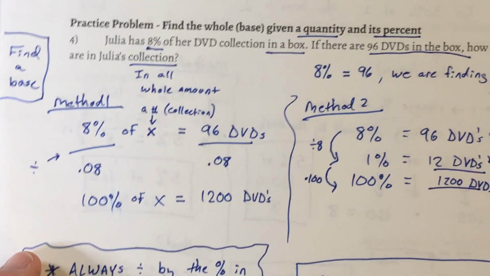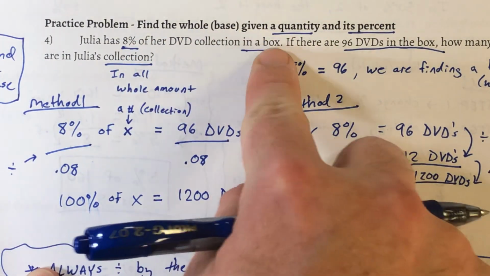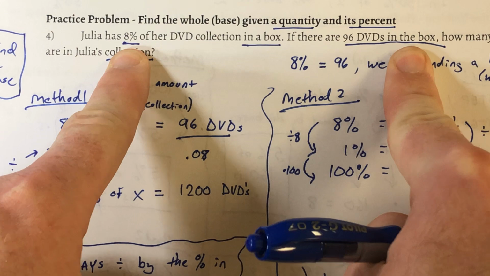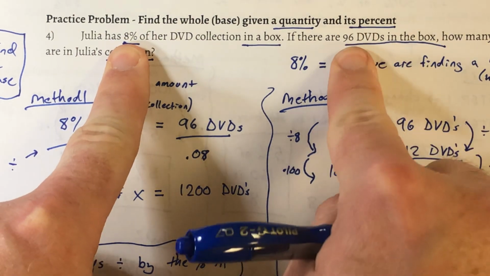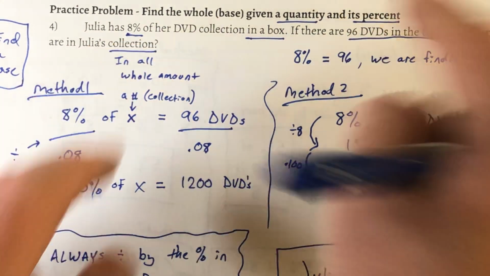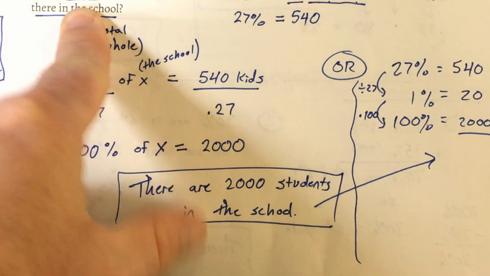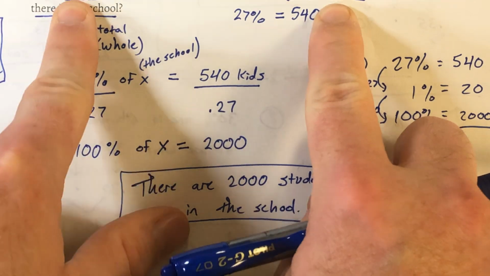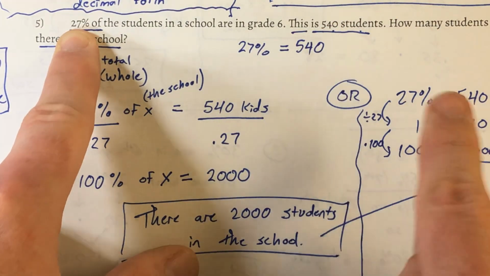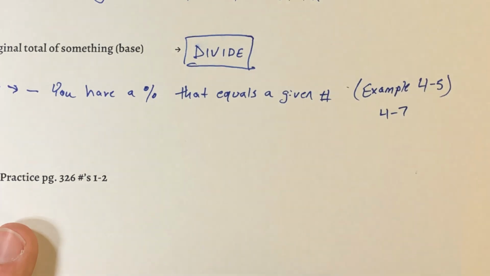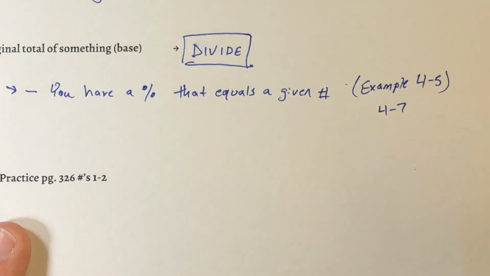Number 4. 8% in a box. 96 in a box. It just told us the same thing in a different form. So 8% equals 96. Because it gave us a percent and the number that it's equal to, that's a find a base problem. Number 5, 27% in grade 6. This is 540. So it's literally saying 27% is 540, meaning this is another find a base problem. You can also refer to all examples 4 through 7 on how to do a find a base problem.